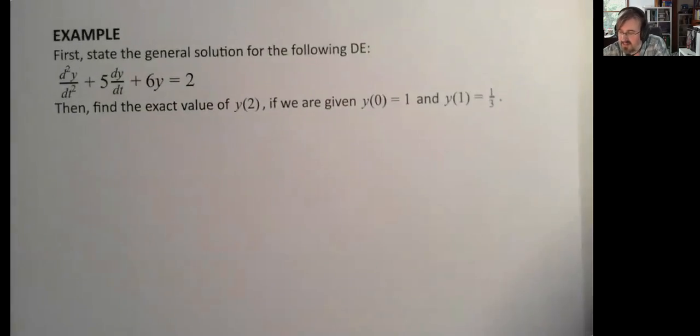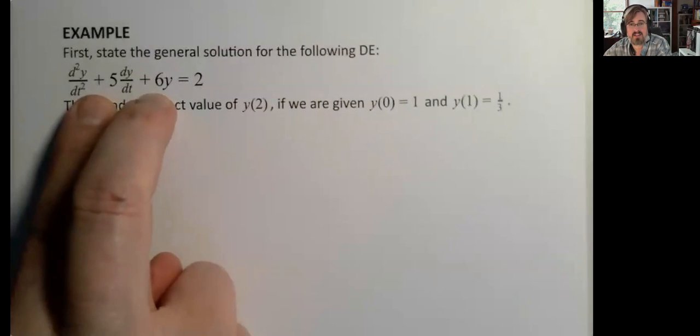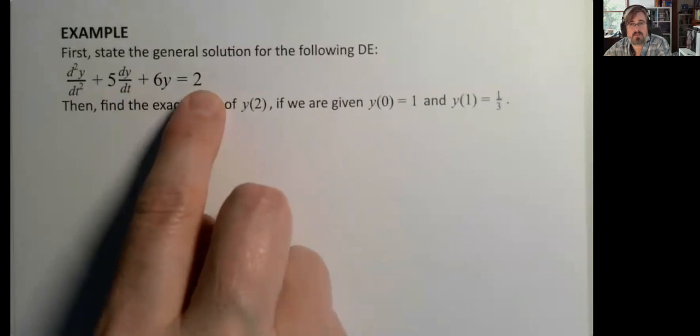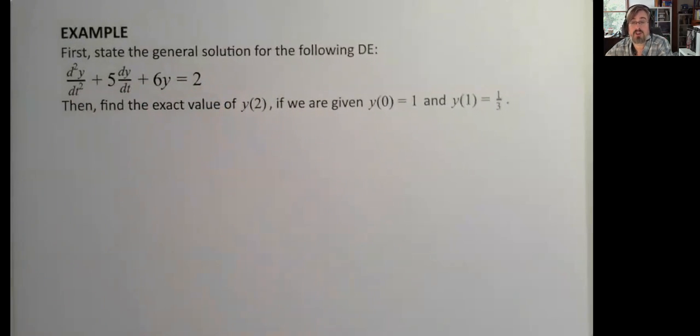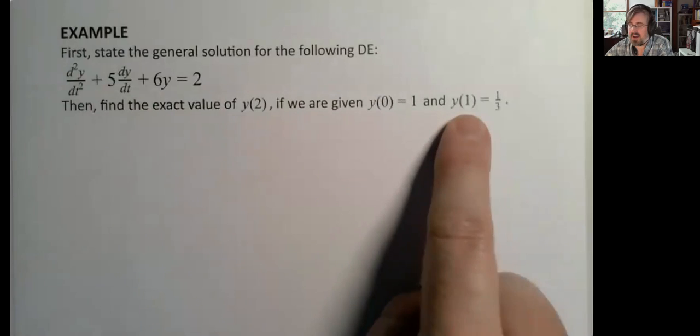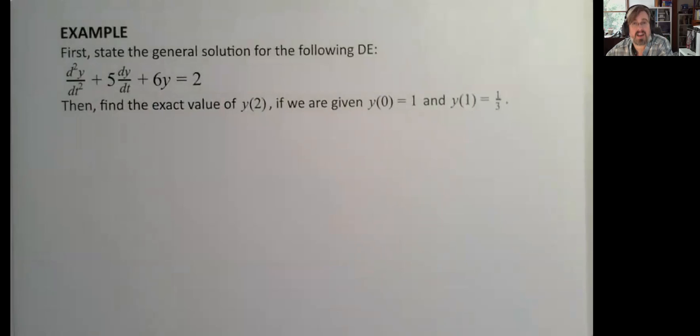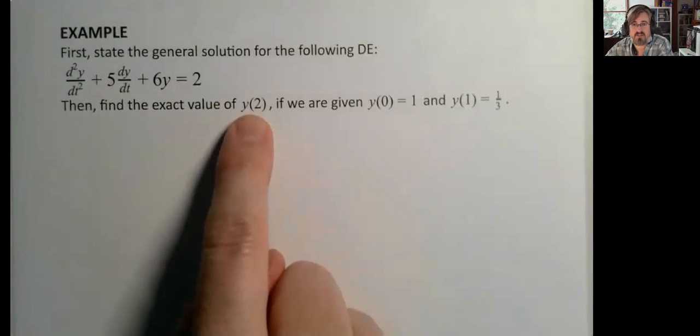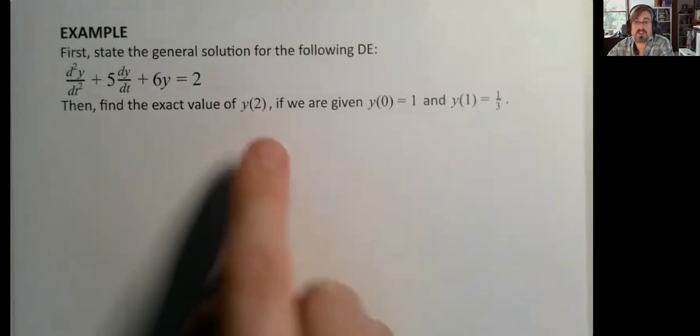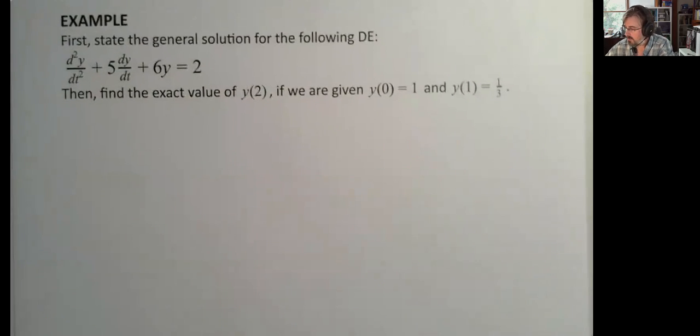So this last one, because it's essentially the same left-hand side, but with a constant forcing function, I'm going to leave this one for you guys to finish. And the only other extra is I give you some initial conditions that you can use to find the particular solution. And then at the end, it says find the exact value of y of 2. So once you're done, you're going to plug it in and find out.